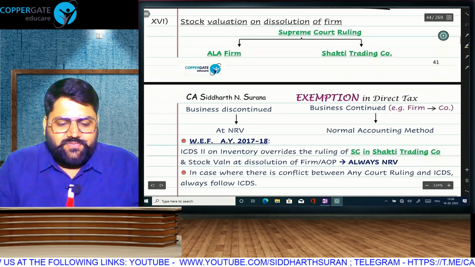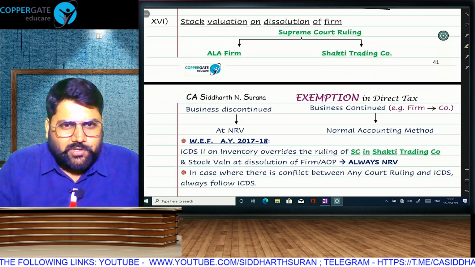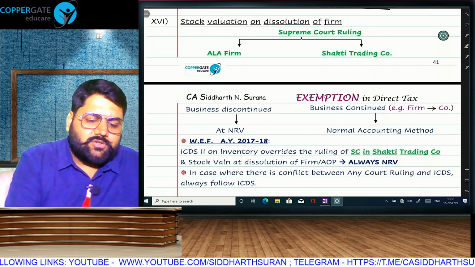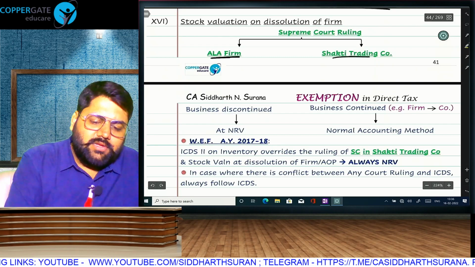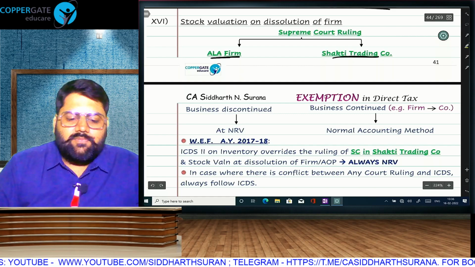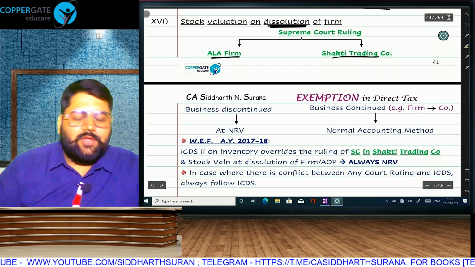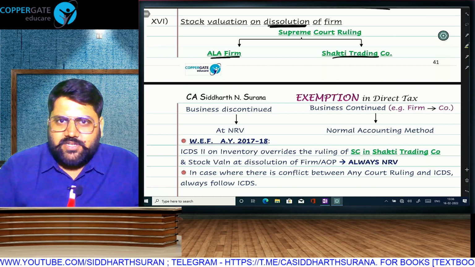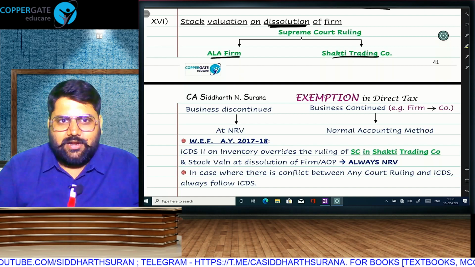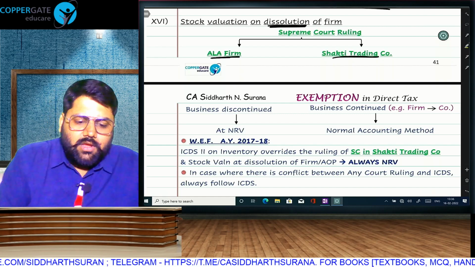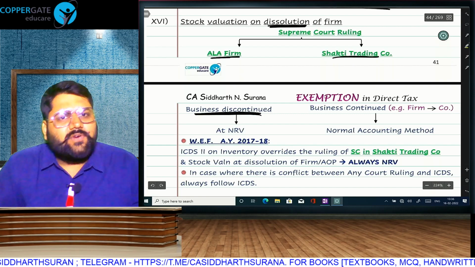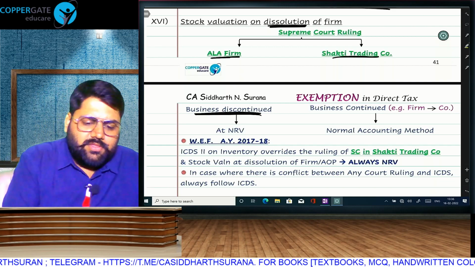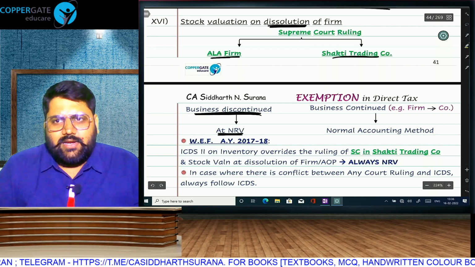Last two things: one, we have case laws on stock valuation, and then the 40B limits. Stock valuation, two Supreme Court judgments, ALA Firm and Shakti Trading Company. In both cases, the firm has been dissolved. If the firm has been dissolved, on the date of dissolution we have to make final accounts to find out the income and tax till now. Here the business stopped. Obviously, the firm has dissolved, so business will stop. Then stock will be valued at net realizable value.